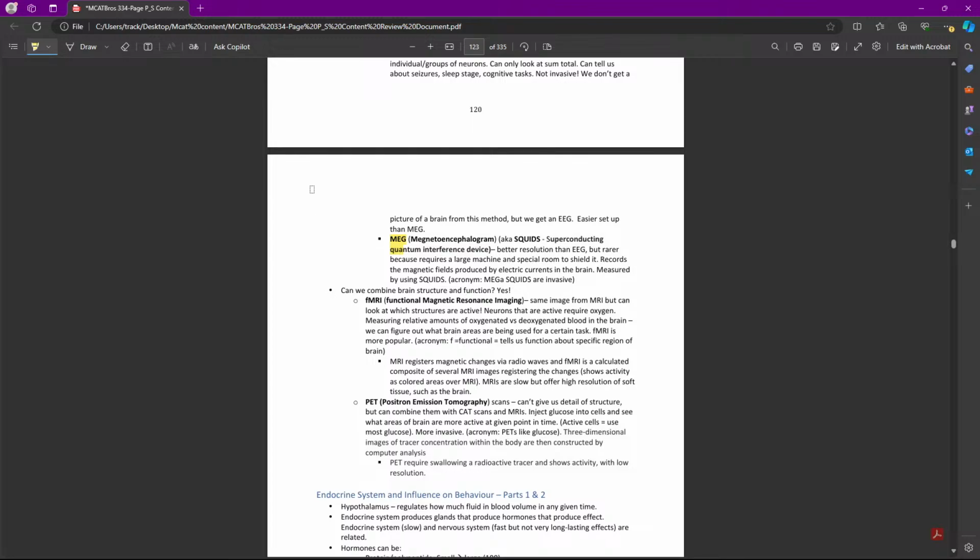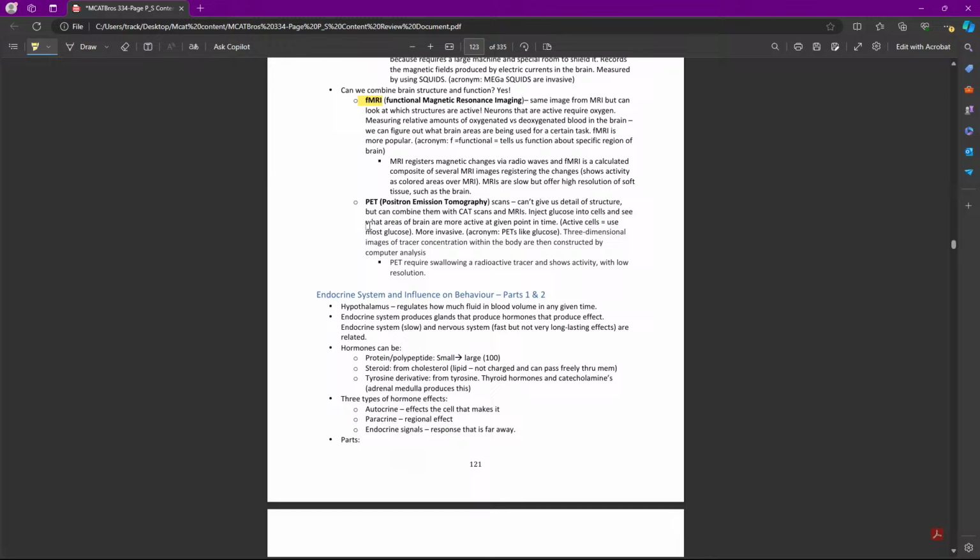Can you combine both brain structure and function? Yes, using fMRIs, which is basically they tag something like glucose in the brain, and they use MRI machines to determine where the oxygenated and deoxygenated blood's flowing. And then a PET scan, it gives us the details of a structure. They cannot give us the detail alone, but combined with CAT and MRIs, it can tell us.